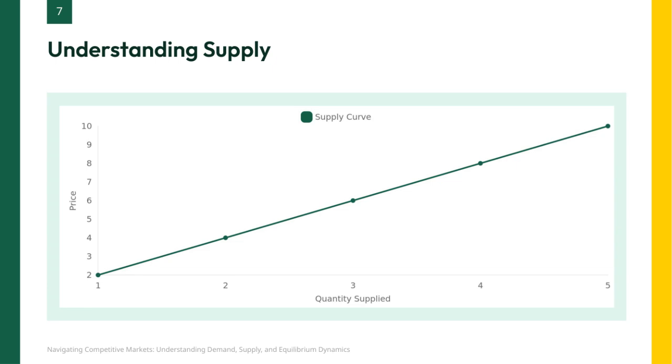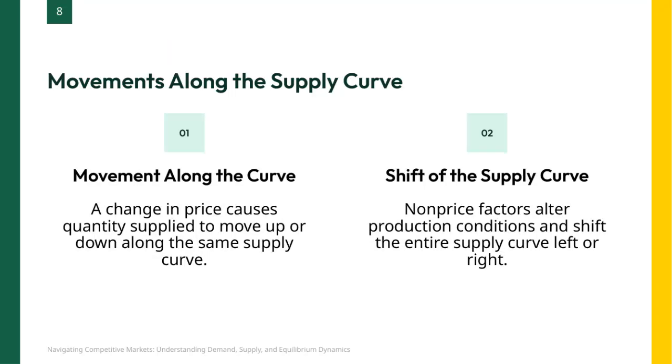Each point on this curve shows a specific quantity available at a corresponding price, demonstrating how supply typically responds to price changes in the market. Understanding this relationship helps us predict how shifts in price can influence the availability of goods. When we talk about movements along the supply curve, we're referring to how a change in price directly influences the quantity supplied. So, if the price goes up, producers are willing to supply more, and if it drops, they supply less.